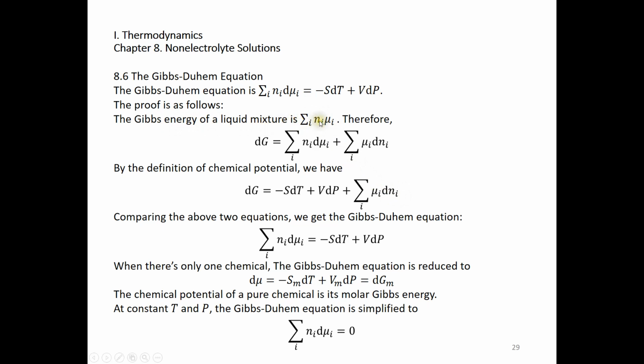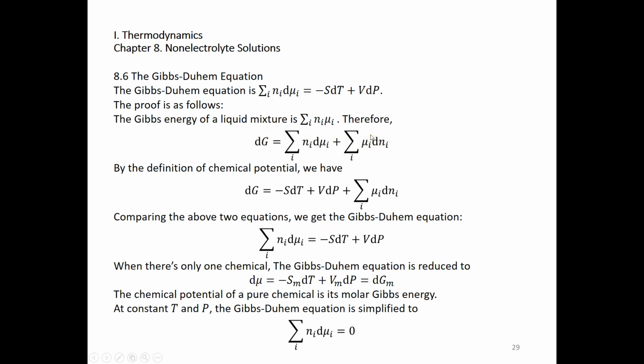We can then take the exact differential of G. dG is then the sum of Ni d mu i plus the sum of mu i dNi. We just use the product rule in calculus here. The differential of the product Ni mu i is simply Ni d mu i plus mu i dNi.